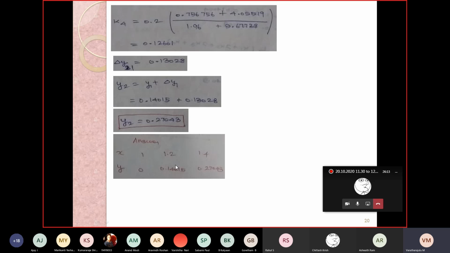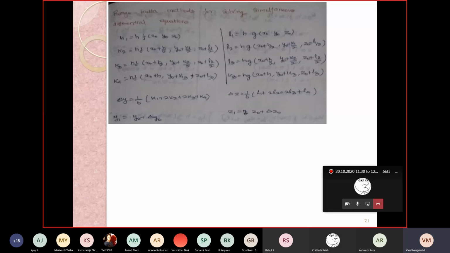Given x0 y0, x1 y1, and our x2 y2. If our x is equal to 1.2, our y is equal to 0.14015, and if our x is equal to 1.4, then our y is equal to 0.27043. And this is the Runge Kutta method for solving simultaneous differential equations.